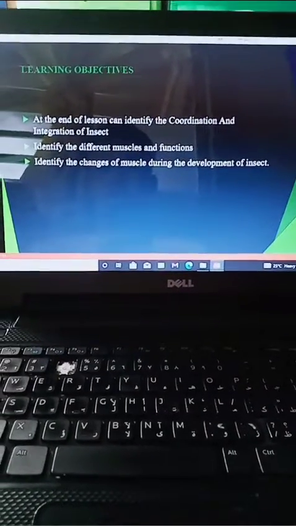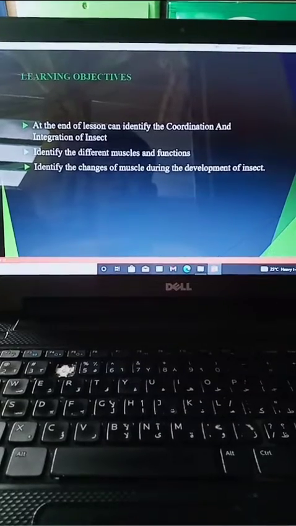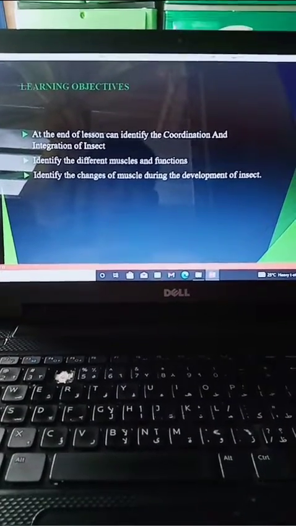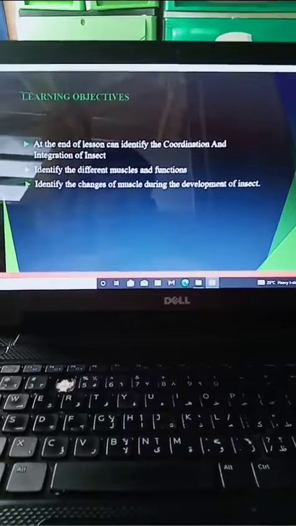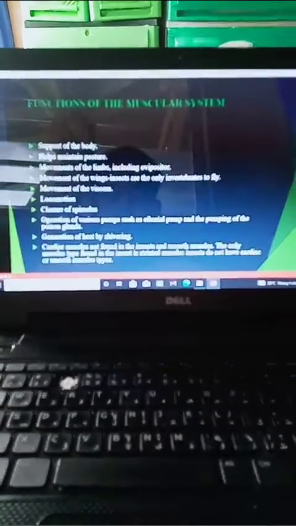Learning objectives. At the end of this lesson, you can identify the coordination and integration of insects, identify the different muscles and their functions, and identify the changes of muscles during the development of insects.